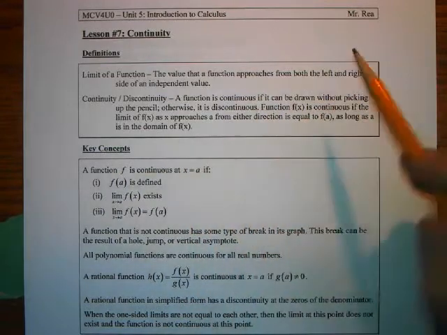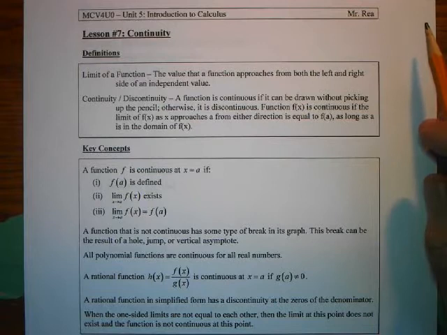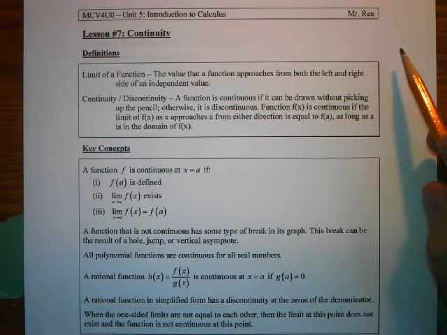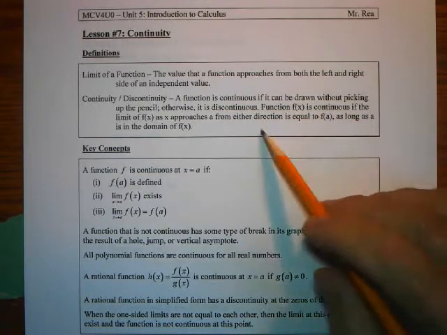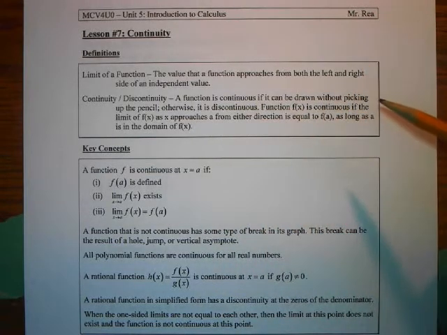So here's the formal definition. There's a much better one below. A function is continuous if it can be drawn without picking up the pencil. So that's a really good way of determining. Can you go through that point without picking up your pencil and moving it somewhere else or skipping over? Otherwise, if it's not continuous, it's discontinuous.